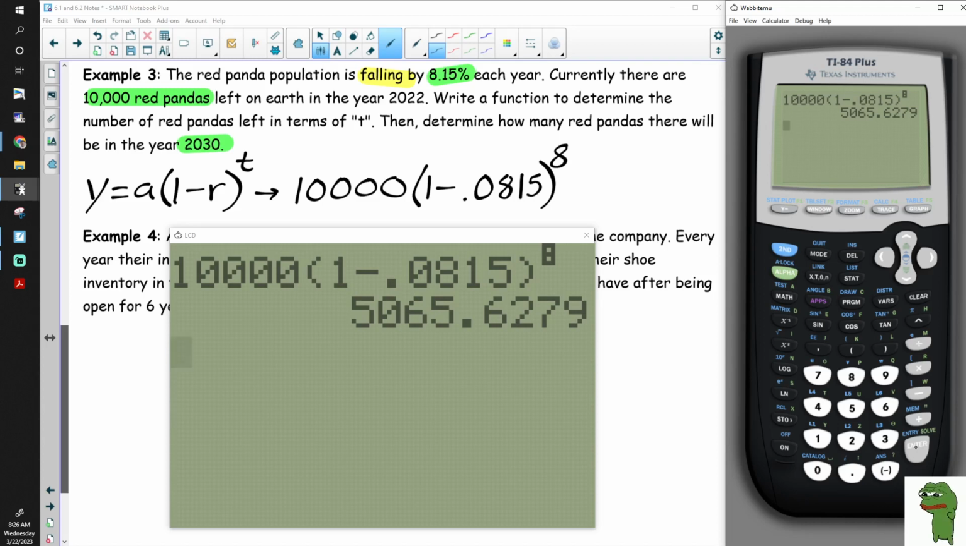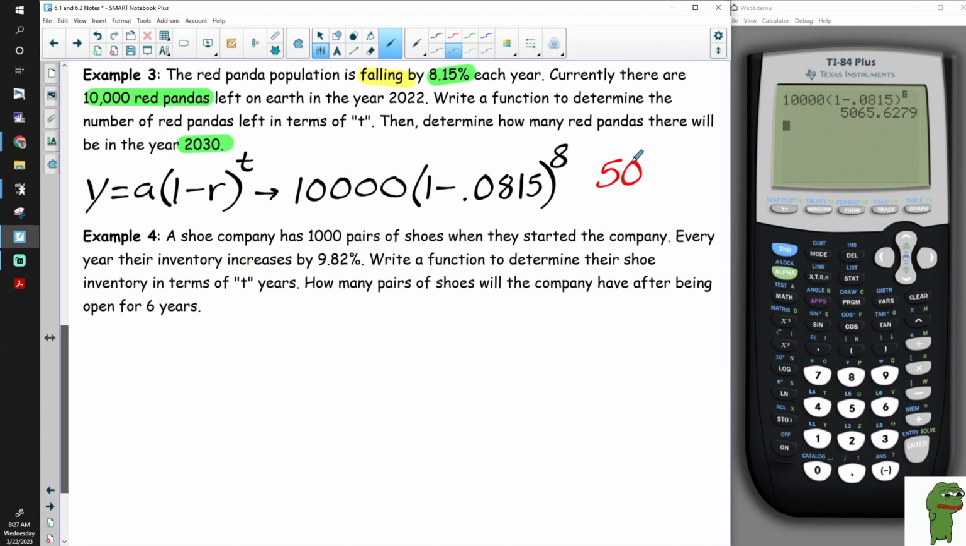So if the pattern of red pandas falling continues at the rate it is, in the year 2030 there would only be 5,065. Again, remember we always round our whole answers down. You cannot have 0.6279 of a red panda. You either have a red panda or you don't. And we cannot just create half a panda to exist, so we round our number down. So that is 5,065 red pandas. So 5,065 is the answer.